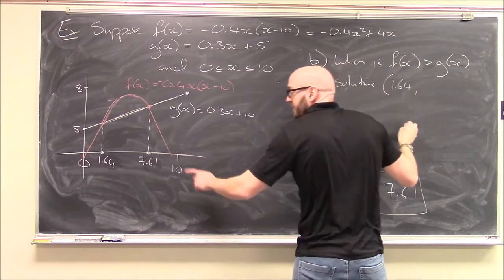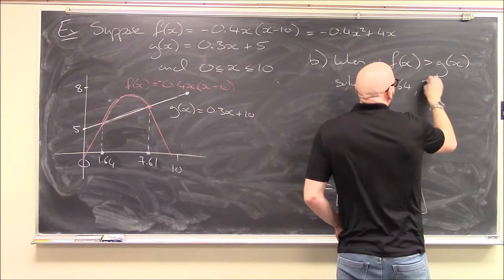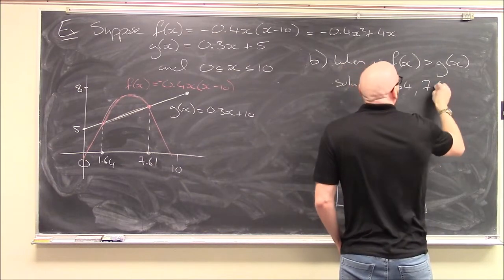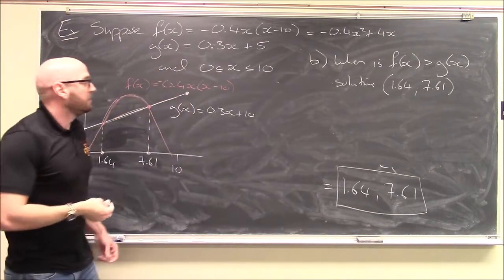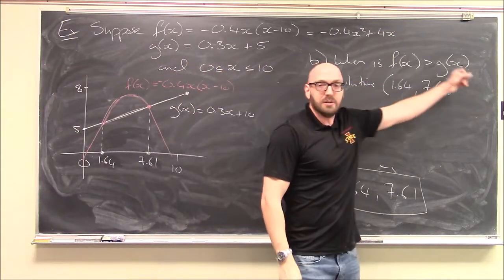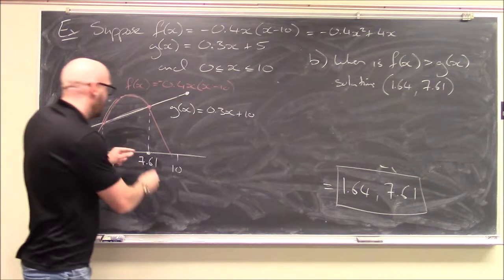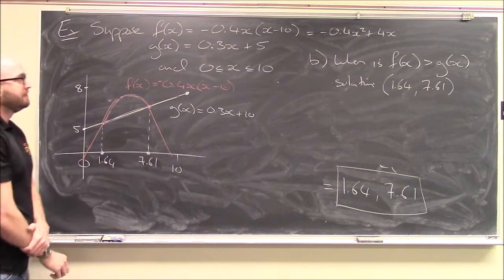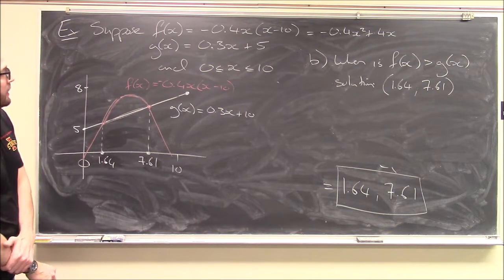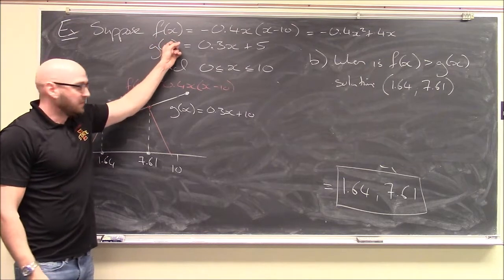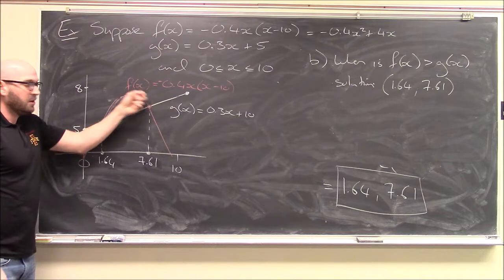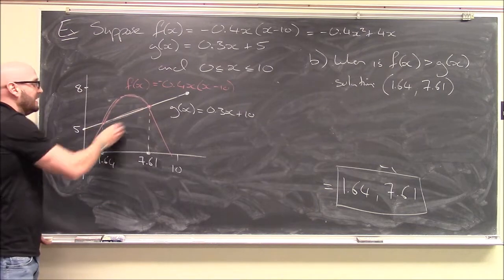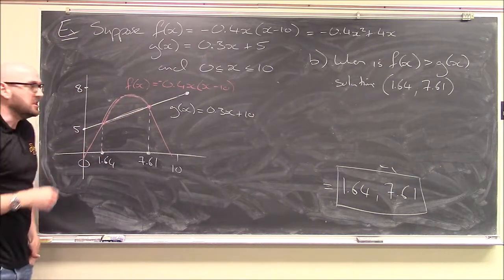The interval 1.64 to 7.61. And I'm going round brackets there. I don't want to include the endpoints because it was when is f of x strictly bigger than g of x. At the two endpoints, they're actually equal to each other. So if I wanted to solve this inequality, when is f of x bigger than g of x, what I had to do was figure out where they're equal, and then draw this picture to identify in which region f is bigger than g.